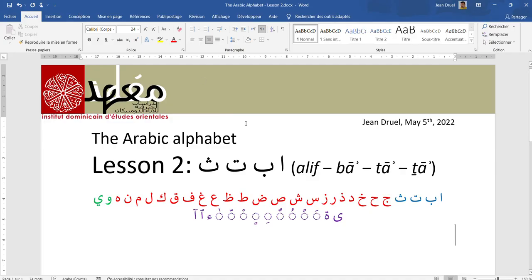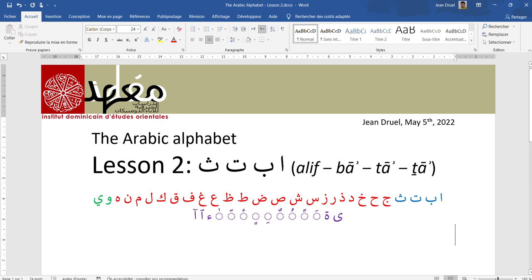Hello, so this is our lesson 2, the Arabic alphabet. Today we're going to study 4 letters: alif, ba, ta, tha. These are the names of the letters.